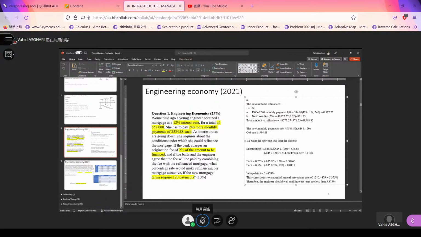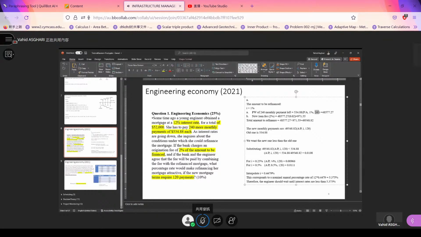So present worth of the 240 monthly payments which she has left will be like 534. We know that, using the equation to find the present value based on the monthly payments with 1% and 240 months. Why 1%? Because it's a 12% interest rate annually.